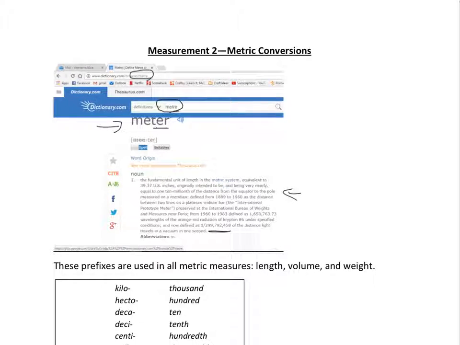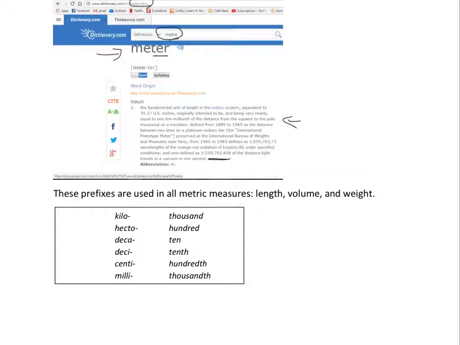When we use the metric system, we always use these prefixes. So kilo, which means 1,000, hecto, which means 100, deca, which means 10, deci, which means 1/10, and those two are easily confused. Centi, which is 100th, and milli, which is 1,000th. And these prefixes are really important for you to know. And all of our conversions will be done using these.